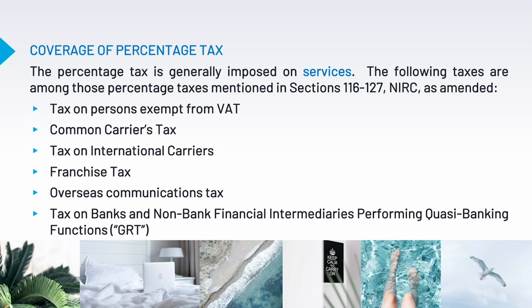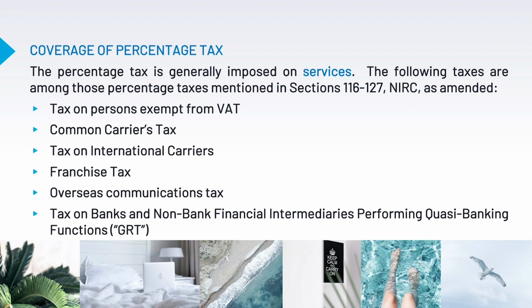The following taxes are among those percentage taxes mentioned in sections 116-127 of the National Internal Revenue Code, as amended. Number 1, tax on persons exempt from VAT. Okay, may criteria na kung ang person ay exempted sa VAT. We will discuss it further. Number 2, common carriers tax. Number 3, tax on international carriers. Number 4, franchise tax. Overseas communications tax. Tax on banks and non-bank financial intermediaries performing quasi-banking functions, or GRT.